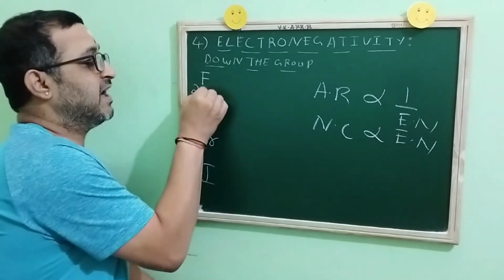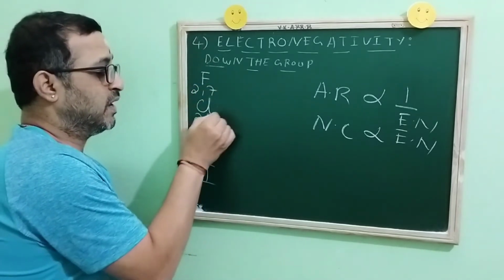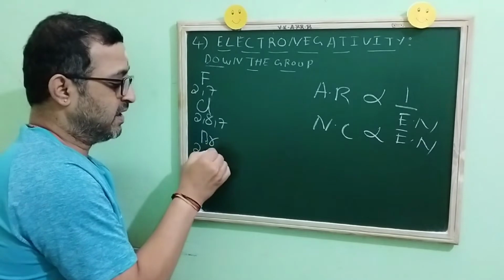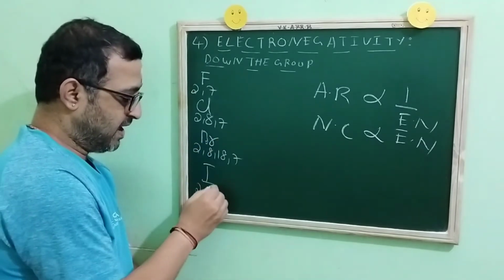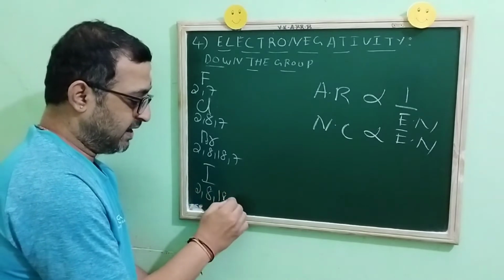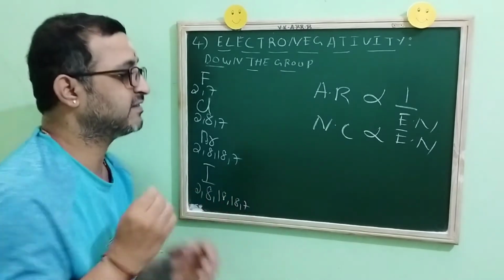The configurations are 2, 7; 2, 8, 7; 2, 8, 18, 7; then 2, 8, 18, 18, 7.